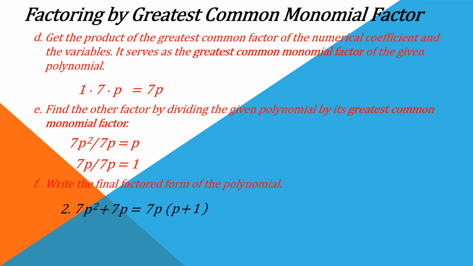The same as what we did in the first example, we multiplied 7p by the combination of p and 1, and since the sign here is positive, the sign of p and 1 is also positive. The final factored form of the polynomial is 7p multiplied by the quantity p plus 1.